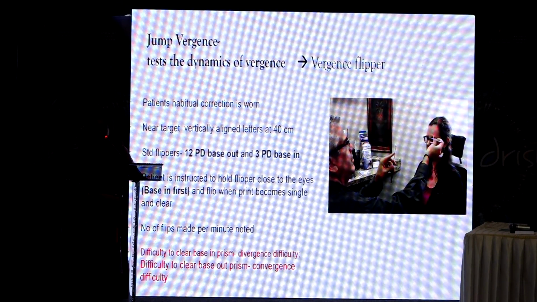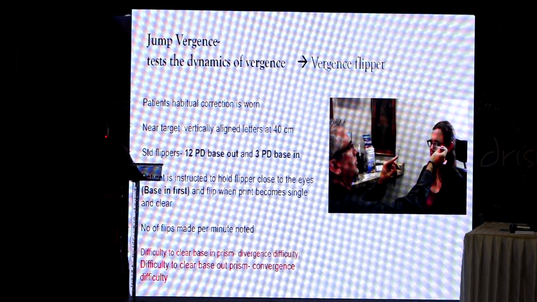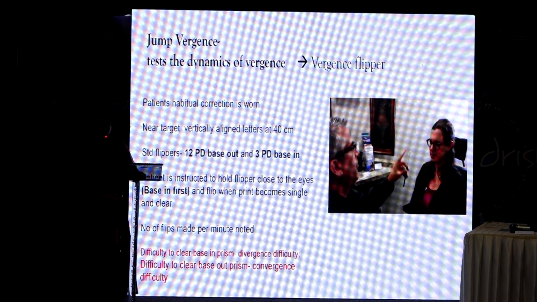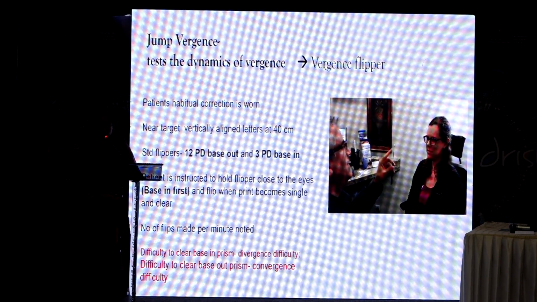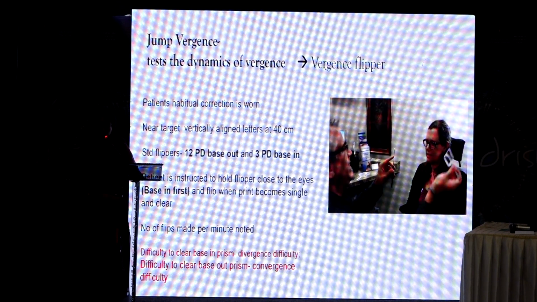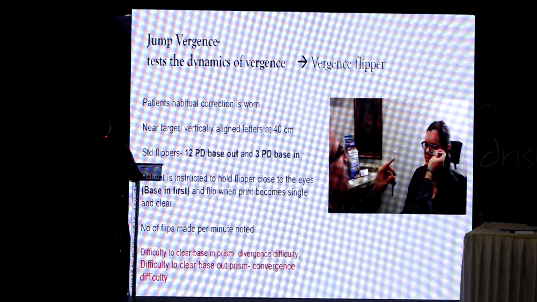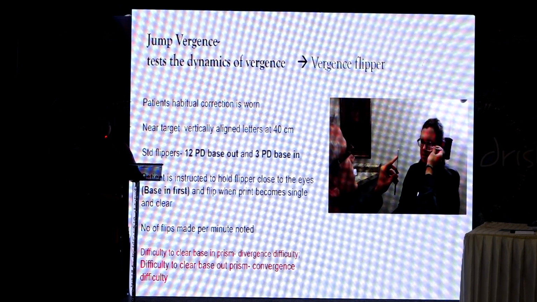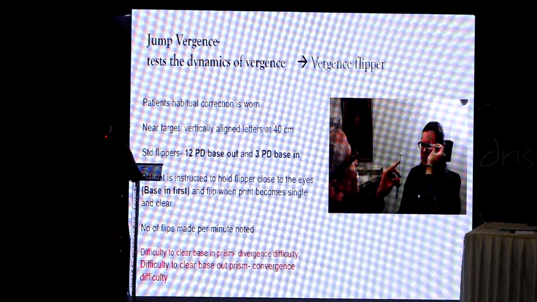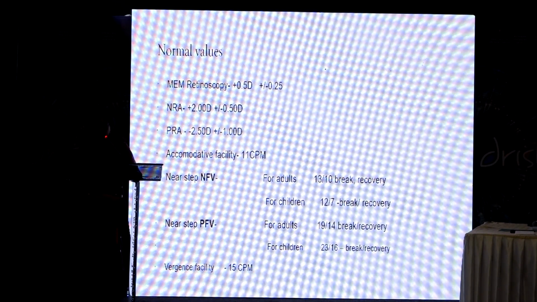Jump vergence, we have the vergence flipper which tests the dynamics of vergence. Habitual correction is worn, testing distance of 40 centimeters. Standard flippers, 12 prism diopter base out and 3 prism diopter base in are used. The patient is instructed to hold the flipper close to the eyes, base in first, and flip is made when the print becomes single and clear. The number of flips made per minute is noted. So these are the normal values which we expect at the end of our evaluation.